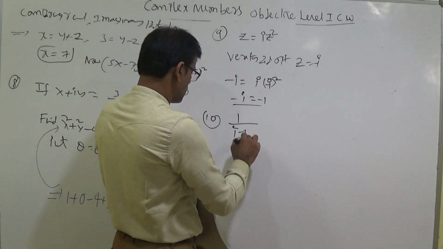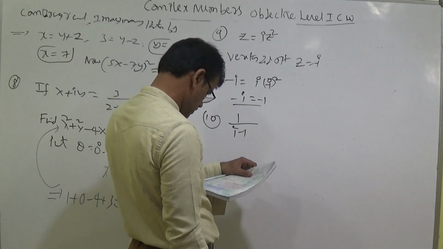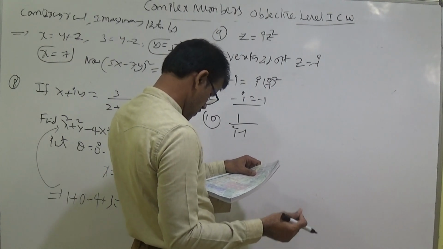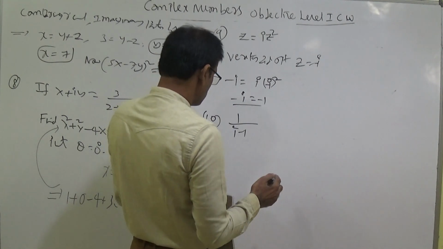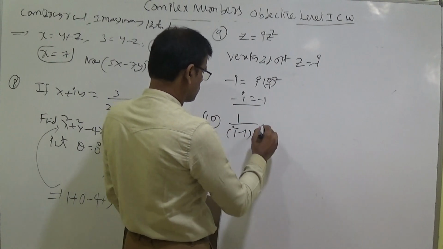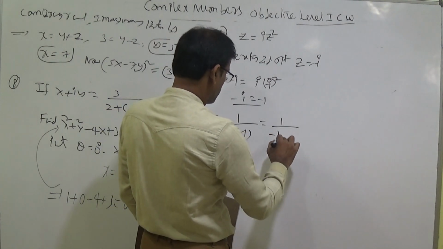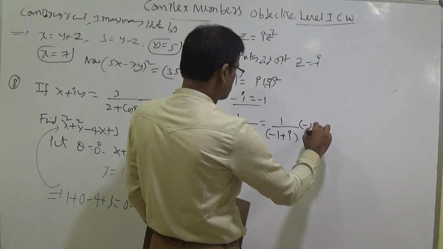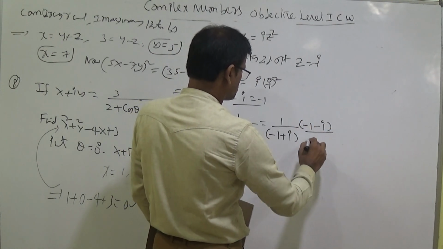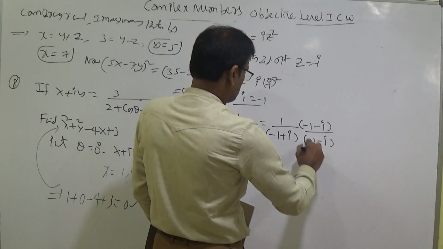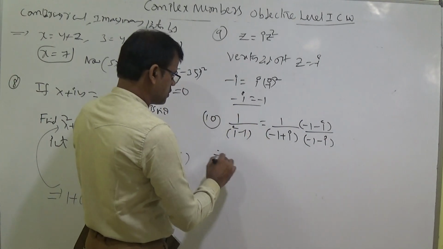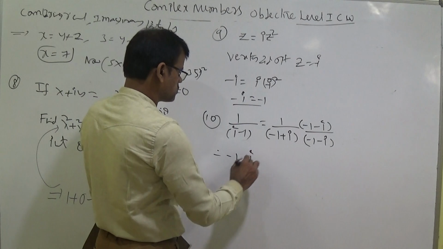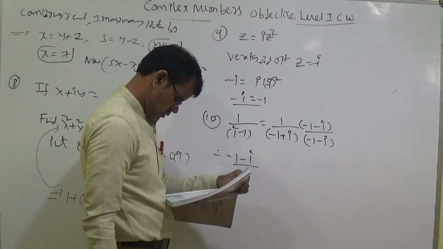The conjugate complex number of 1 by I minus 1 is the complex number. Conjugate of a complex number. So what is the conjugate of a complex number? Write like this. This is 1 by minus 1 plus I. So multiply with the conjugate complex number minus 1 minus I. Multiply and divide. So it is nothing but rationalization. Minus 1 minus I by this is 2.